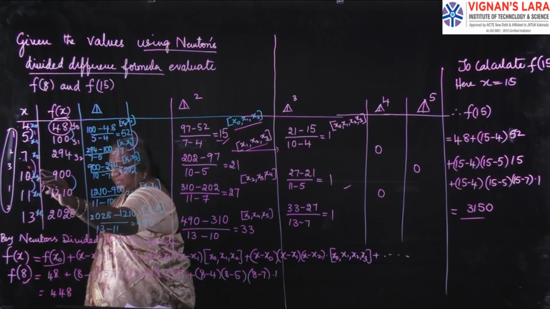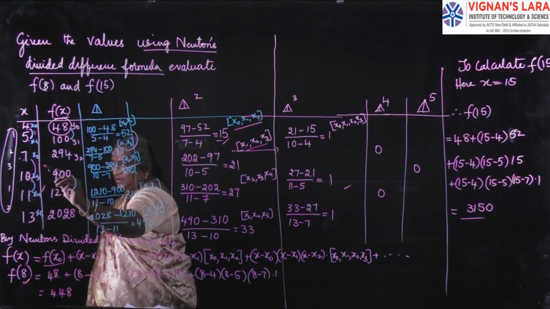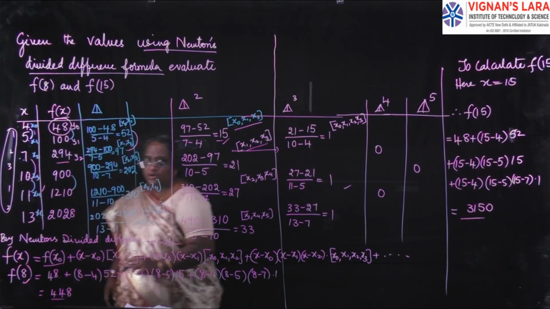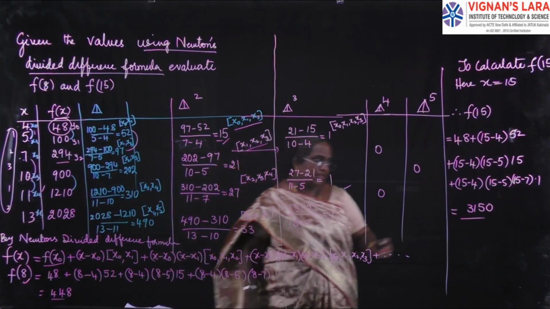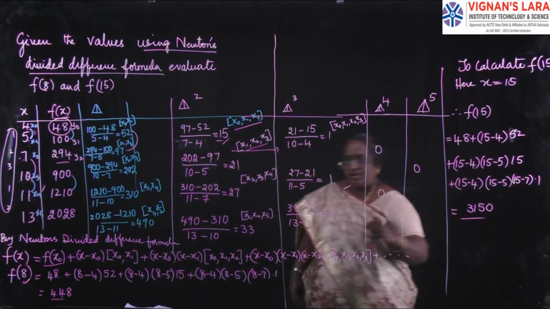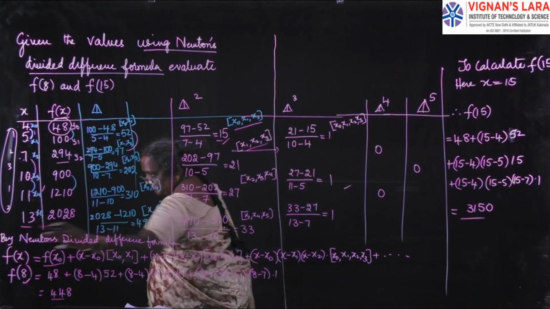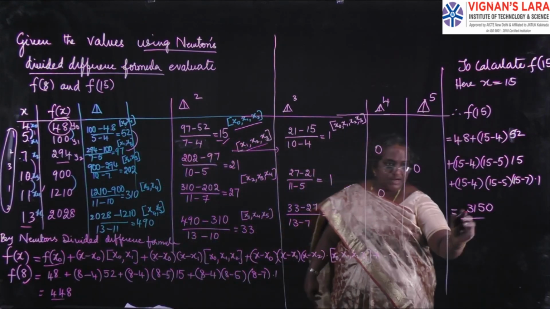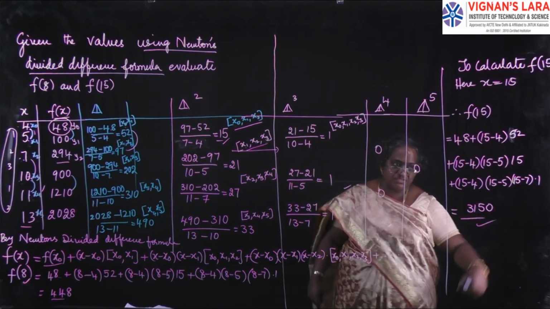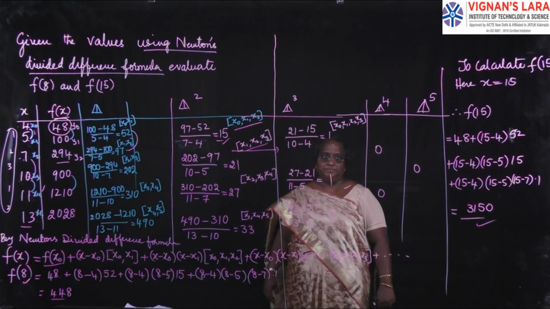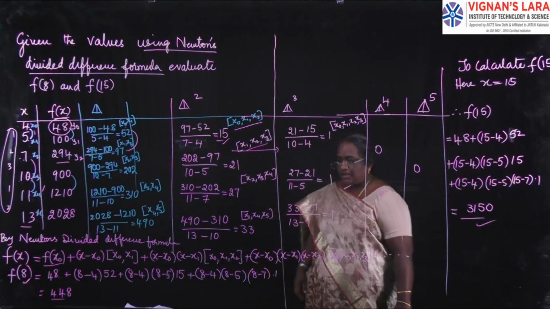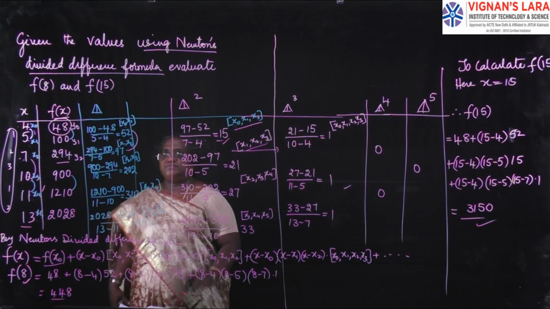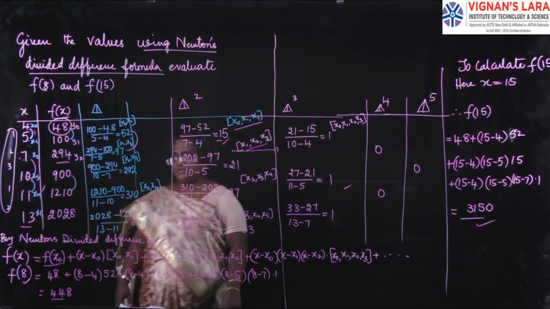Where is 8? Between 7 and 10, so the value should be between 294 and 900. Next, what is the value at 15? Here it is extrapolation. After 11 and 13, it should be more than 2028, so its value is 3150. This is how you have to evaluate using Newton's divided difference formula. Remember, Newton's divided difference formula is for unevenly spaced intervals.